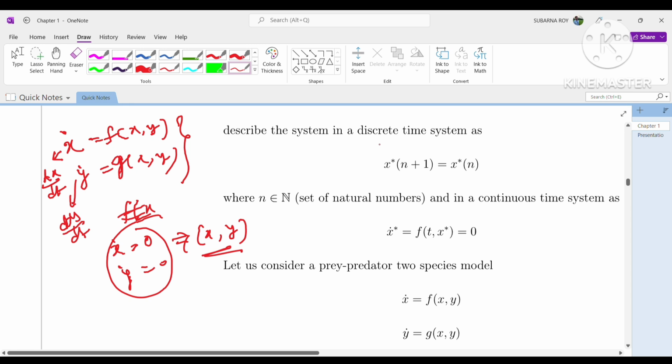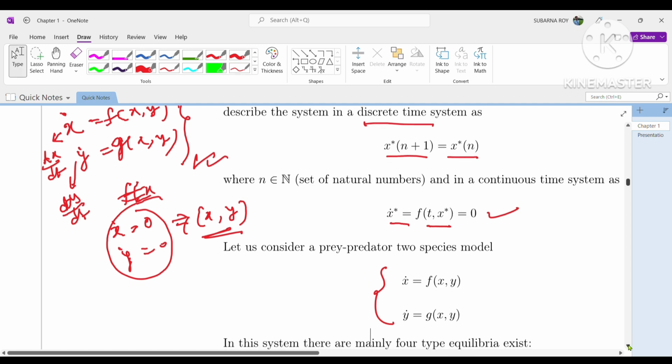Okay. So for a discrete time system, x star at n plus 1 equals x star at n, where n belongs to capital N, that is, the set of natural numbers, and in a continuous dynamical system, x dot star equals 0. We discuss here the continuous system. Let us consider a predator-prey two species model, which we have shown.